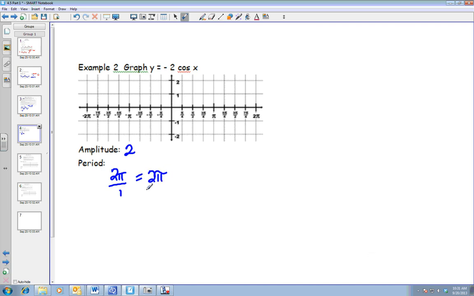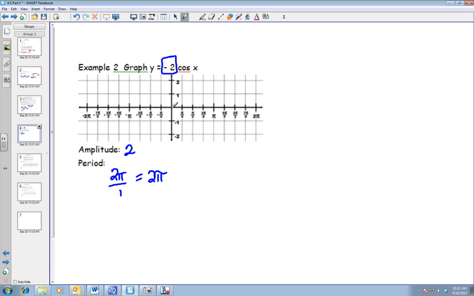All right, so for cosine, I always start here at 0, because cosine of 0 is 1, so I start at 1. Now here's what this negative 2 is going to do. First of all, instead of up 1, I'm going to go up 2. And this negative means I'm going to flip it. Anytime I'd normally go up, I'm going to go down. Anytime I'd normally go down, I'm going to go up.